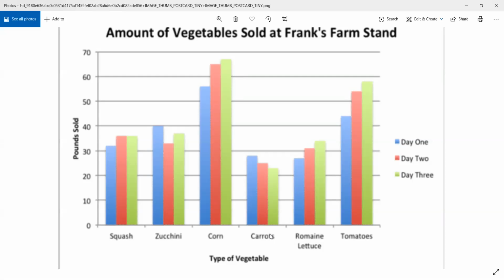Okay, you can also see which vegetable has the highest sales, which is clearly corn, right? And there is growth in that as well. So amongst each day as well there is growth in that. And you can see, let's suppose we are talking about squash.